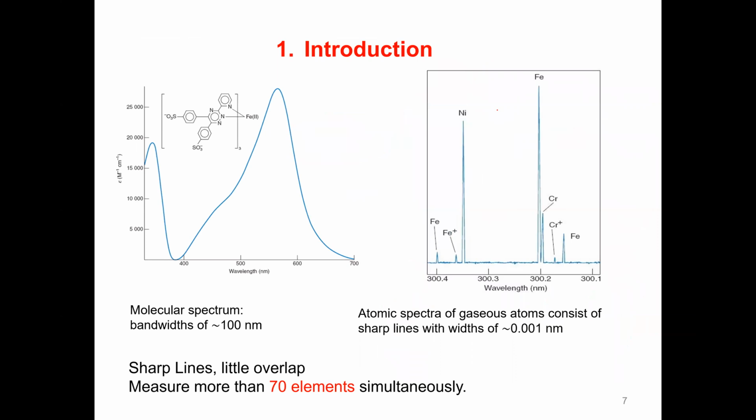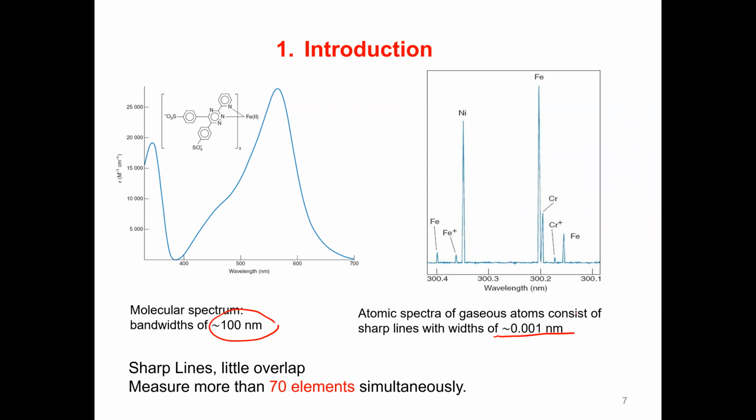Here's the typical comparison between molecular spectrum and atomic spectra. You can see one is very sharp, another is very broad. The bandwidth for a molecular spectrum can be as wide as 100 nanometers and even more. But for an atomic spectrum, for the gaseous atom, actually the sharp line can be 0.001 nanometers. And because these sharp lines make the elements very difficult to overlap, you can simultaneously measure many elements.